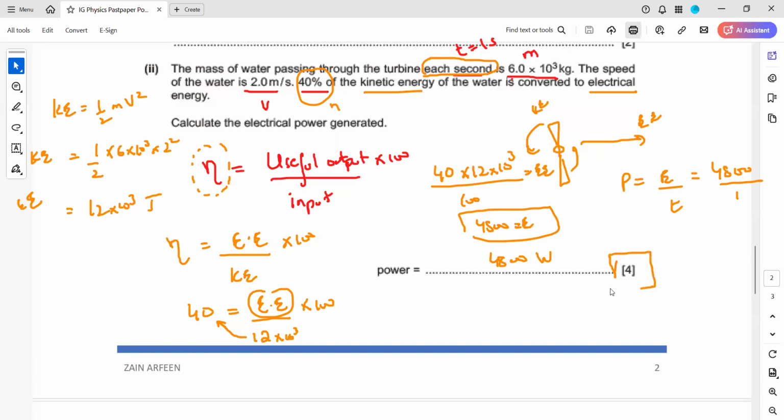Whenever you see a 4-mark question, what does it mean? It means you will always use two formulas to solve. There are always two formulas involved to solve. What are the two formulas involved here to solve? One is about the efficiency we use. Another was a substitution of the kinetic energy. So whenever a 4-mark question is there, it always means you have to use two formulas. Is it clear, this one?